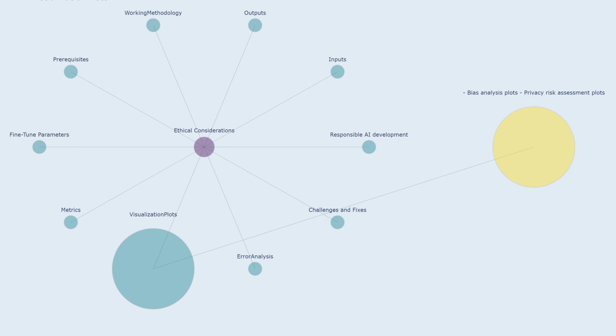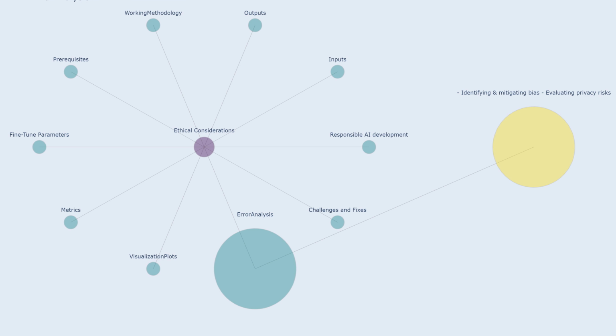Visualization plots. Privacy risk assessment plots. These are visualizations that illustrate the potential privacy risks associated with the use of data in AI systems. They help to identify and evaluate vulnerabilities and guide the development of privacy-preserving AI systems. Error analysis. Evaluating privacy risks. This involves assessing the potential privacy risks associated with the collection, use, and disclosure of data in AI systems.